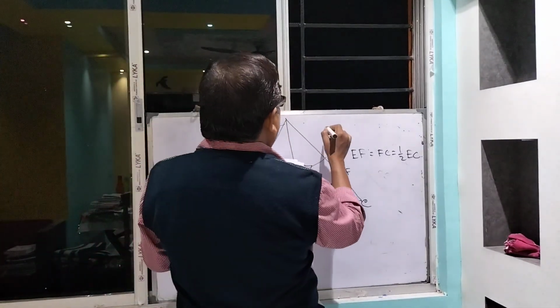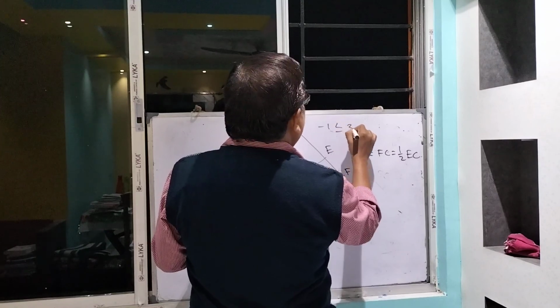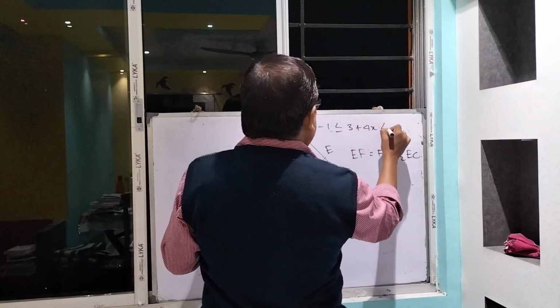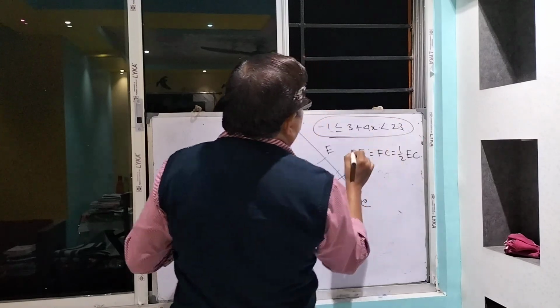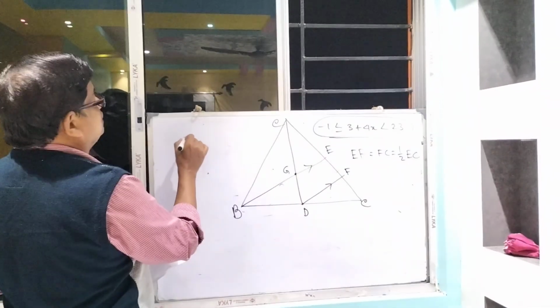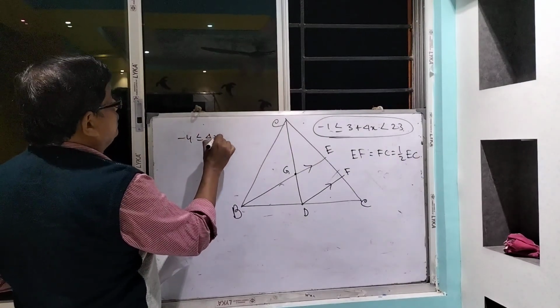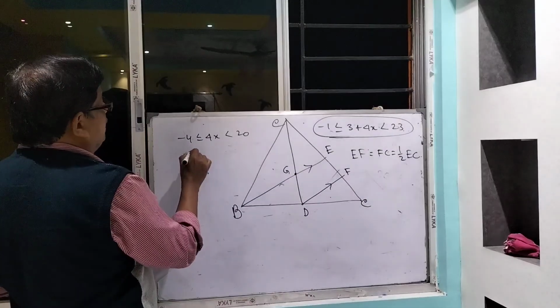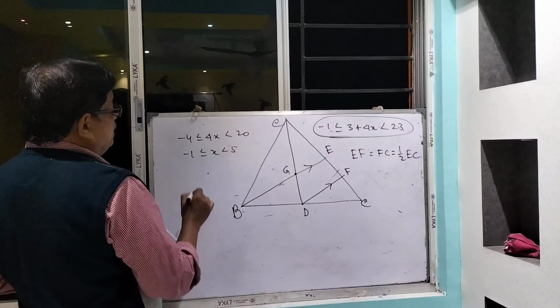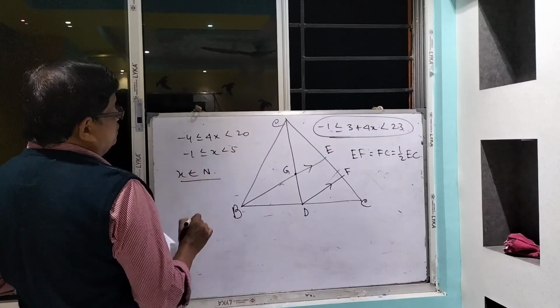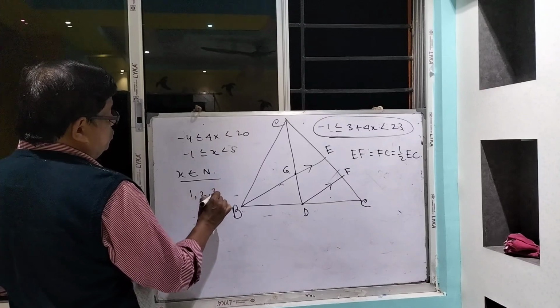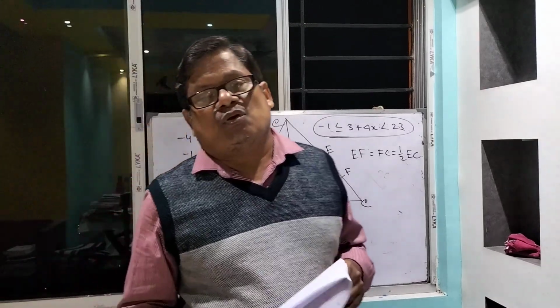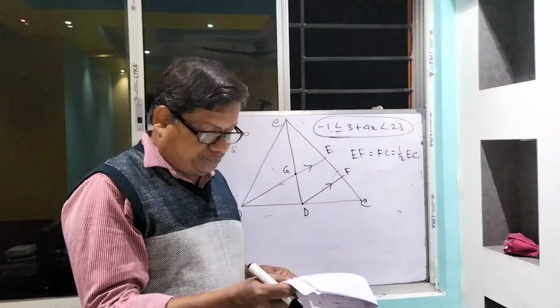So, solving for natural numbers, we are getting minus 1 less than 3 plus 4x less than 23. This is given. So here minus 4x less than 20. Divided by 4, then minus 1 less than or equal to x less than 5. Here x belongs to natural numbers, so starting from here: 1, 2, 3, 4.